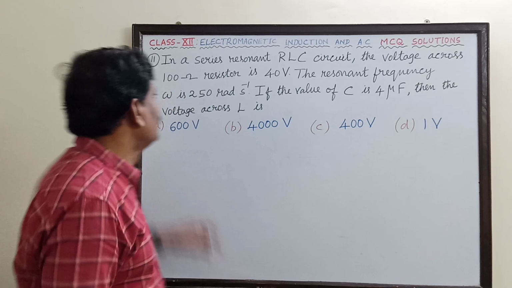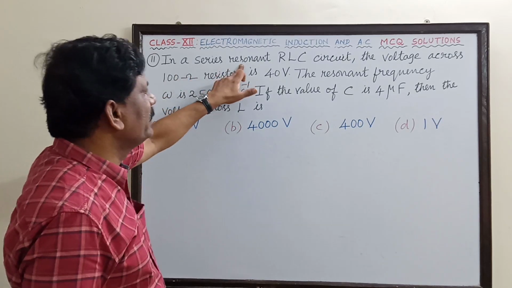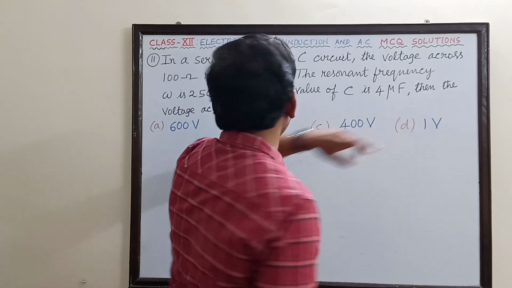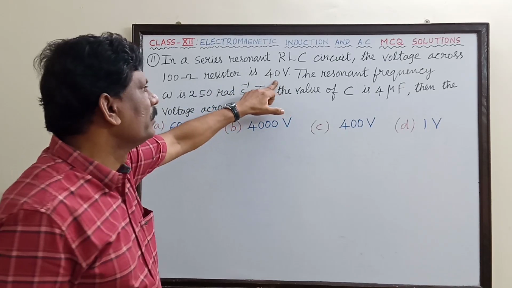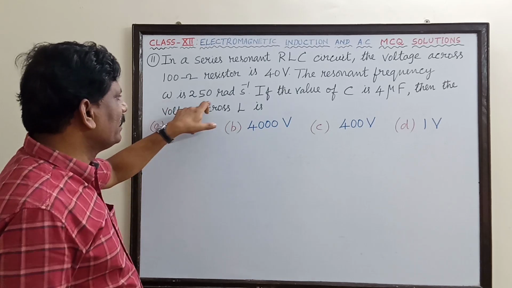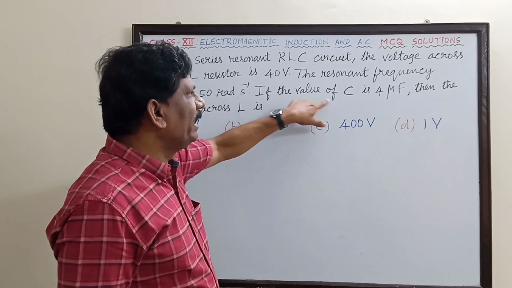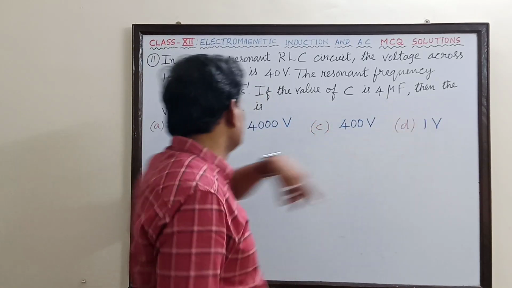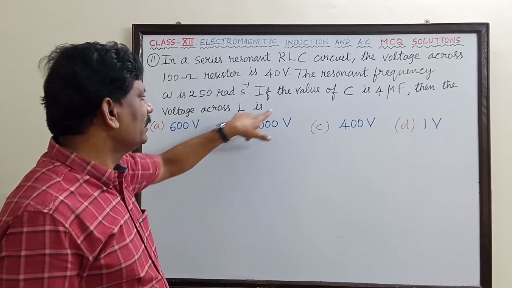Hi students, MCQ number 11. In a series resonant RLC circuit, the voltage across a 100 ohm resistor is 40 volt. The resonant frequency omega is 250 radian per second. If the value of capacitance C is 4 microfarad, then the voltage across the inductance coil L is to be determined.